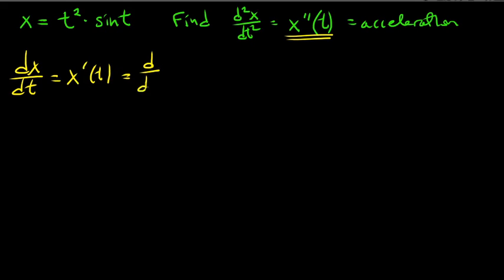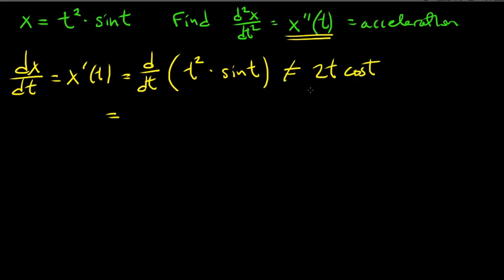And let's just go step by step here, right? This is t squared times sine of t. So what rule do I need here? Yeah. You need the product rule, right? This is not 2t times cosine t. Please don't make that mistake, right? That's just wrong. You cannot multiply the derivative of t squared times the derivative of sine.